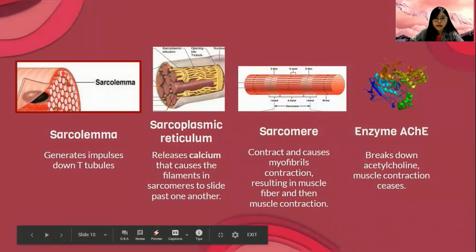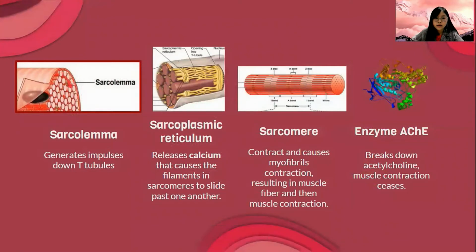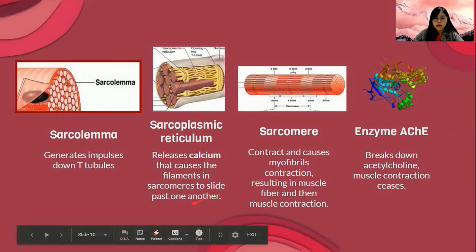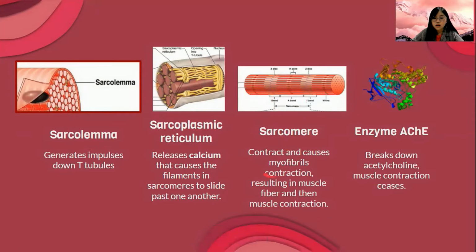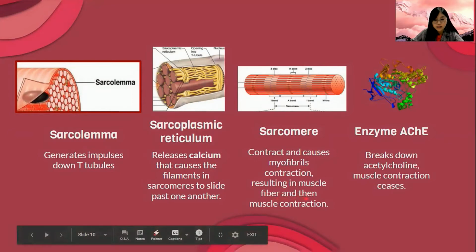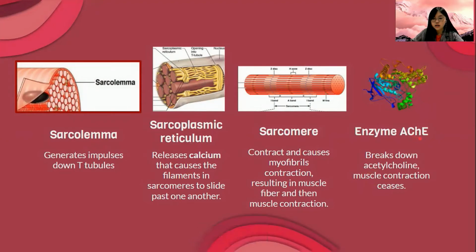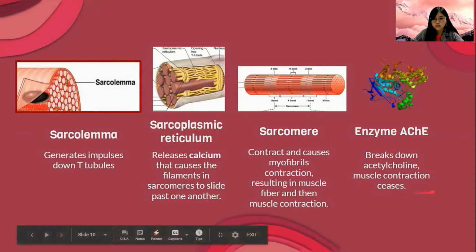Okay, where is the sarcolemma? It is just now that we said, the membrane. Here, it generates the impulses down the T tubule, where the sarcoplasmic reticulum, which is the yellow thing over here, releases the calcium that causes the filaments in sarcomeres to slide past one another. And the sarcomere is this region over here. It contracts and causes myofibril contraction, which results in muscle fiber and then muscle contraction. And this is the last one, the enzyme AChE. It breaks down the acetylcholine and then the muscle contraction ceases.